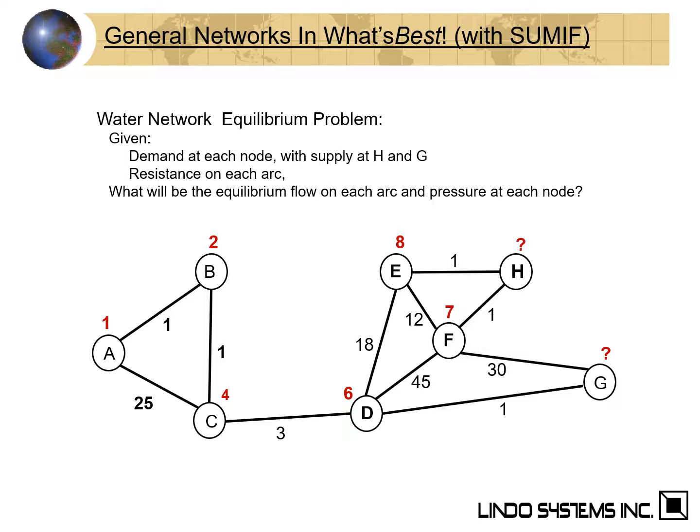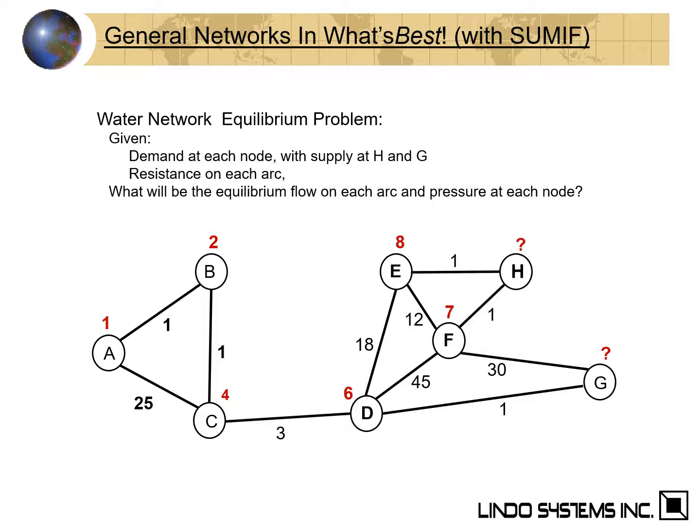Let's do a slightly more interesting looking network. This is a water distribution network, and let's look at how we would do that in What's Best Excel. So here we have 8 nodes. 6 of the 8 nodes are demand nodes. Nodes G and H are supply nodes. So we don't know how much we're going to ship out of G and H, but we do have to ship the amount read into each of the other nodes, A through F.